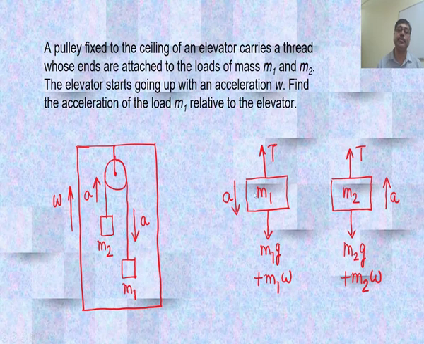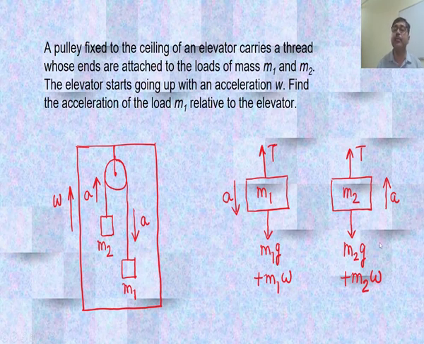Now, what is happening? For the mass M1, what will be the total force that it is feeling downward? Just check it out. M1g is the force it is feeling downward, and M1 omega w is also a force it is feeling downward, because the motion of the mass M1 and the motion of the elevator are in opposite directions. Remember that g and omega are acting in opposite directions, and that is why the effective acceleration is g minus omega, which is nothing but g plus omega.